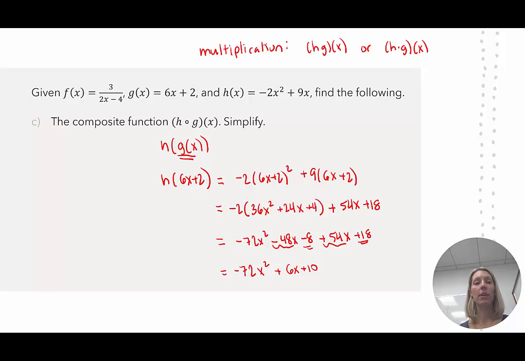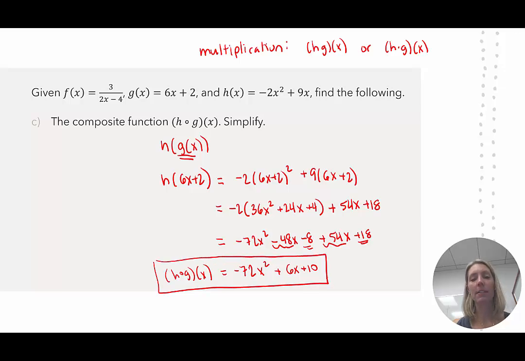And you might be wondering, sometimes students ask, how do I know when I'm done? This just asked us to simplify, so this is the most that we can do. It's awesome that 72, 6, and 10 are all divisible by 2 and we could factor out a 2, but we don't need to do that, because simplifying wouldn't contain parentheses and we're done. This is it. That's our composite function.